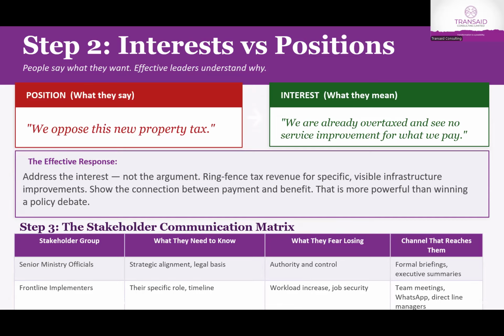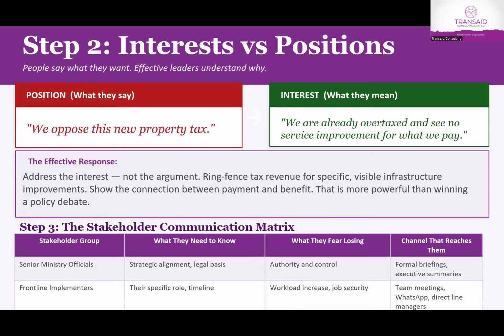So, stakeholder group, what they need to know, what they fear losing, channels that reach them. Senior ministry officers: what they need to know is strategic alignment, legal basis, things that will not bring compliance issues. What they fear losing is authority and control, being in charge, and being kept quiet as if they don't matter. Channels that reach them: formal briefing, executive summaries, not plenty story.